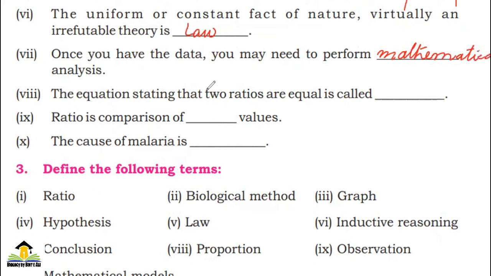Number 8. The equation stating that two ratios are equal is called proportion. Number 9. Ratio is the comparison of two values. Number 10. The cause of malaria is plasmodium.